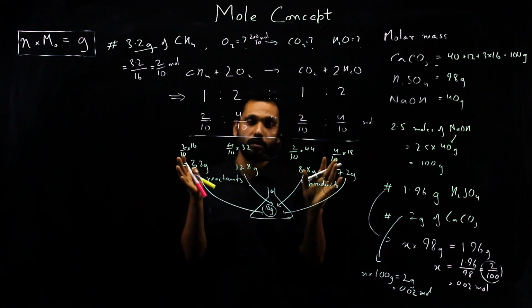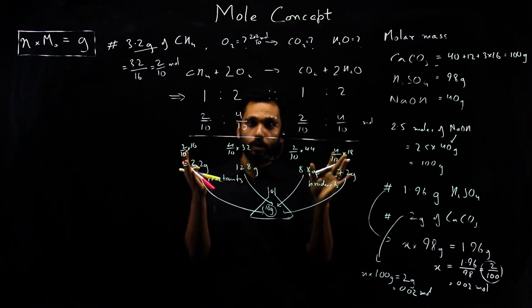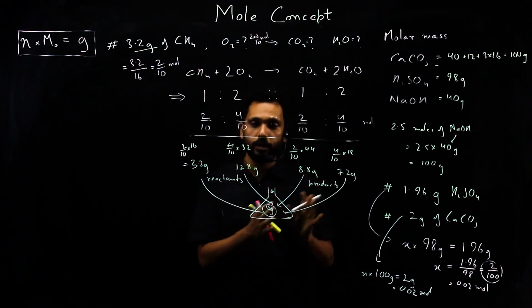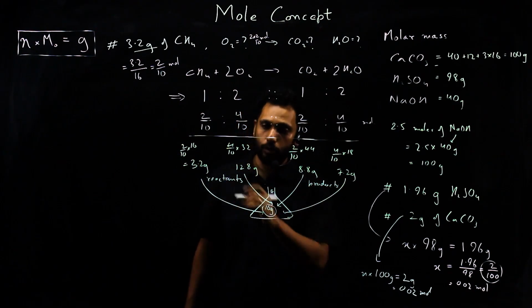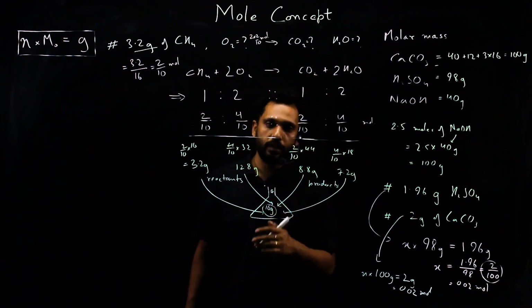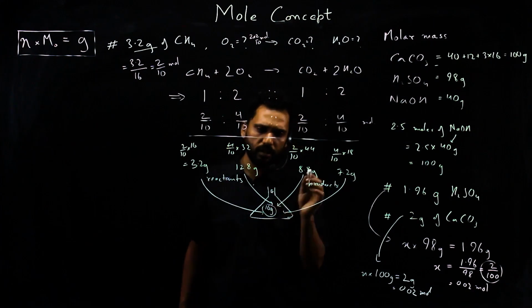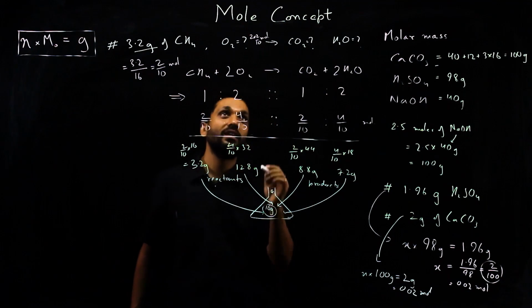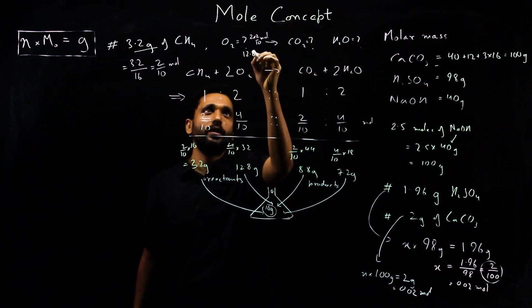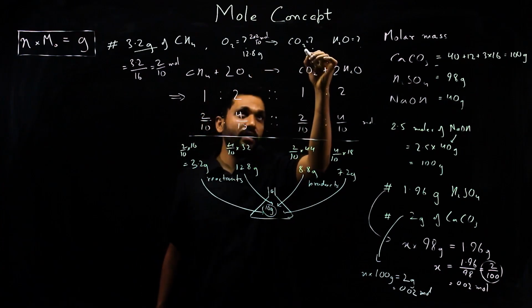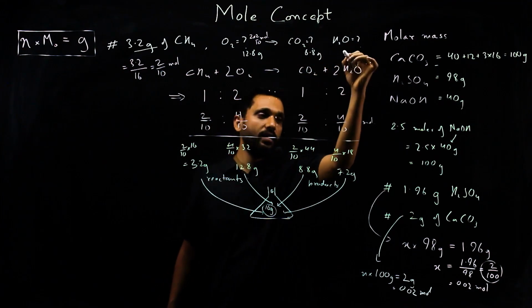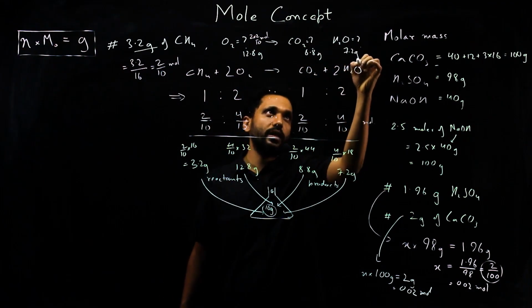If you don't go to the E is equal to mc square level, if you don't go into mass defects and all, this is how much it is produced. 16 grams were put in and 16 grams is produced. So this is kind of a cross verification, and our answer is 12.8 over here, 8.8 here, and 7.2 grams over here.